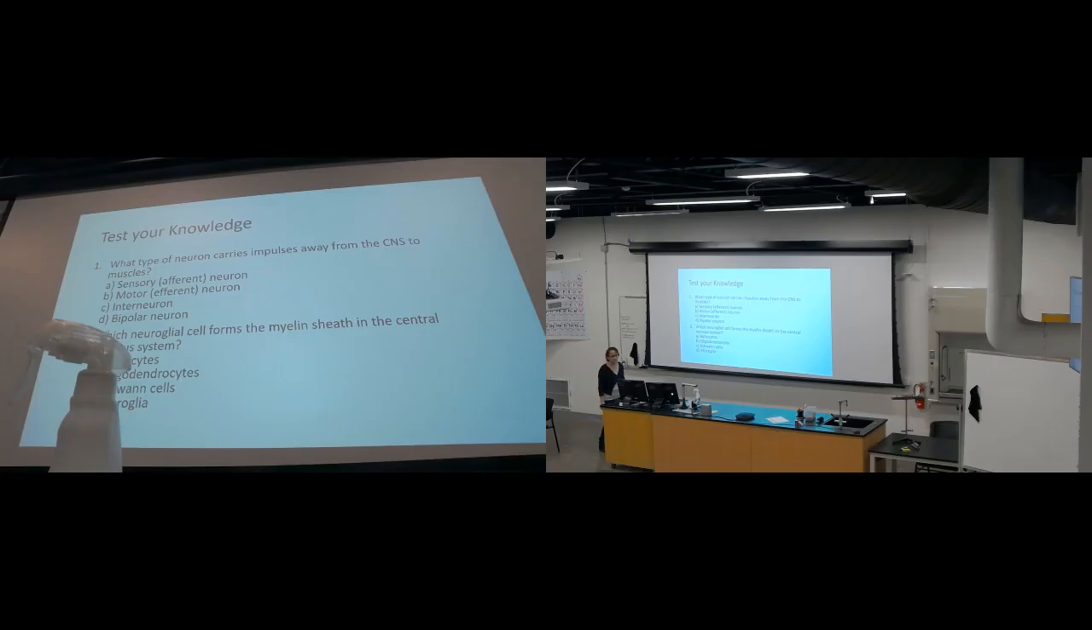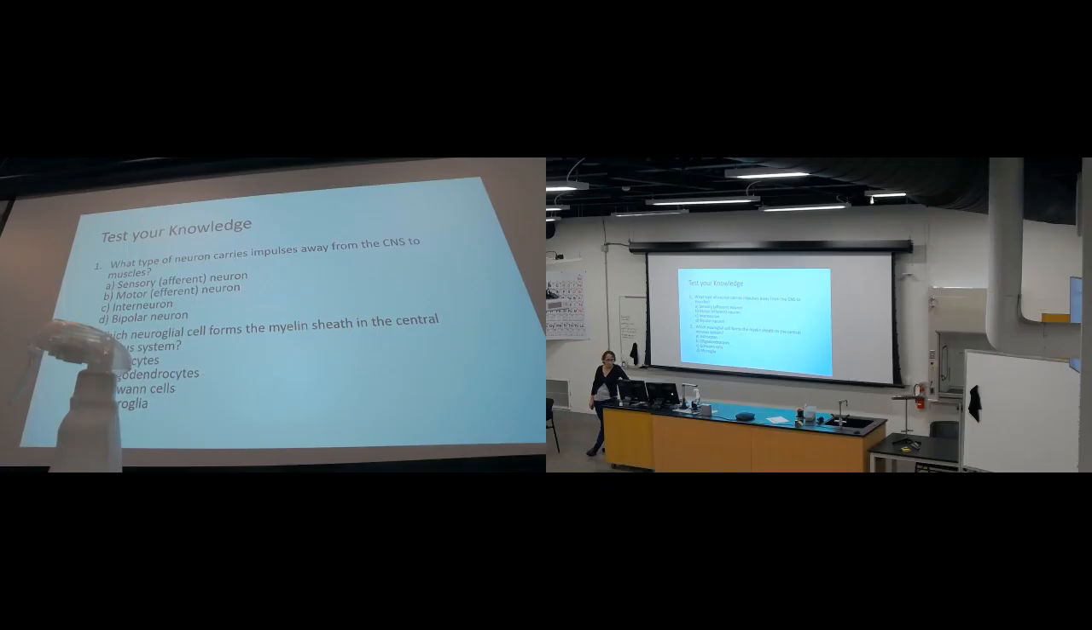So, test your knowledge questions. What type of neuron carries impulses away from the CNS into the muscles? A, B, C, or D? From the CNS into your muscles. Motor, or efferent.